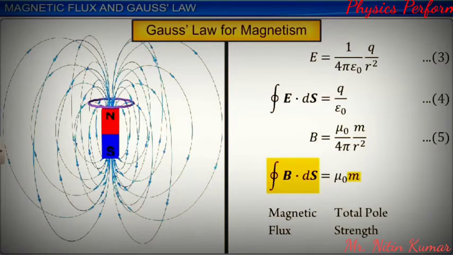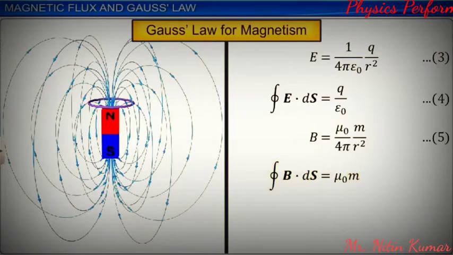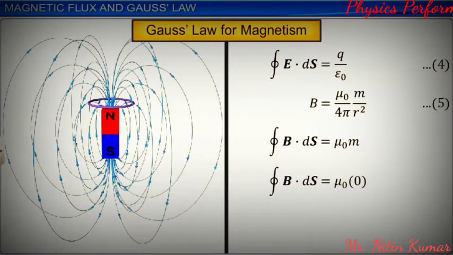Since the isolated magnetic pole or magnetic monopole does not exist, that is, magnetic dipoles alone exist with poles that are opposite in nature, the net pole strength enclosed by the closed surface is 0. Now we can write Gauss' law for magnetism as integral over the closed surface B dot ds is equal to 0. Let this be equation 6.